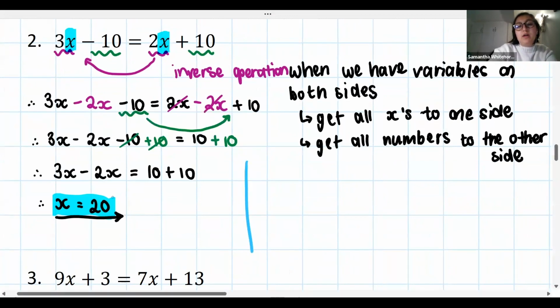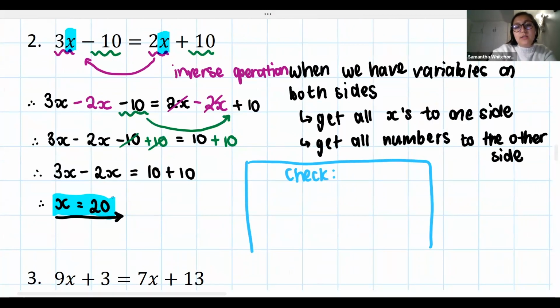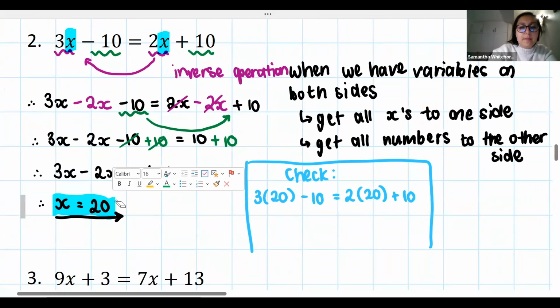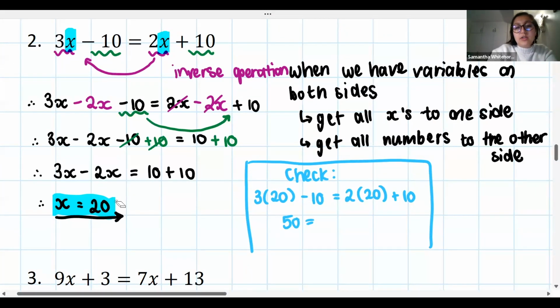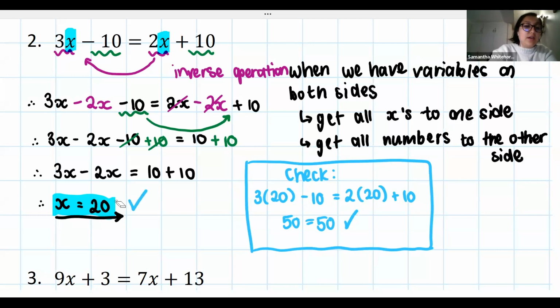I'm just going to do it in a little block. Like I say, we would substitute. So guys, you don't have to do this check, this is for yourself. We would now say 3 times 20 minus 10 is equal to 2 times 20 plus 10. 3 times 20 is 60. 60 minus 10 is 50. On the right, 2 times 20 is 40 plus 10 is 50. And because my left-hand side is equal to my right-hand side, I know that my answer is correct.